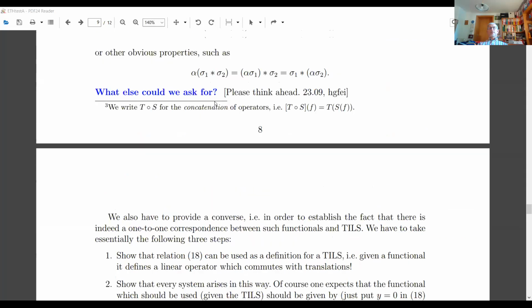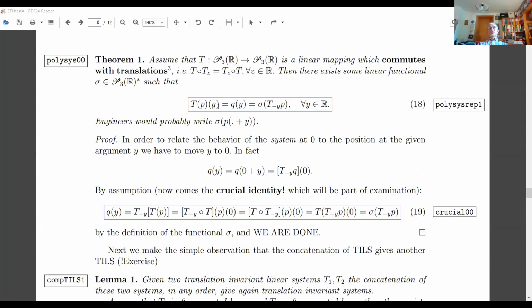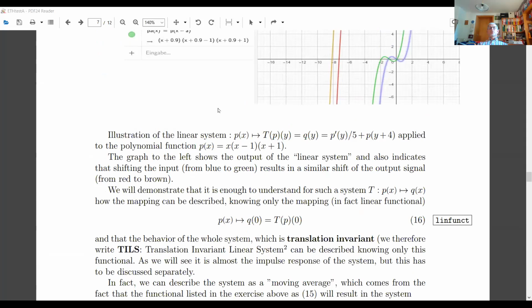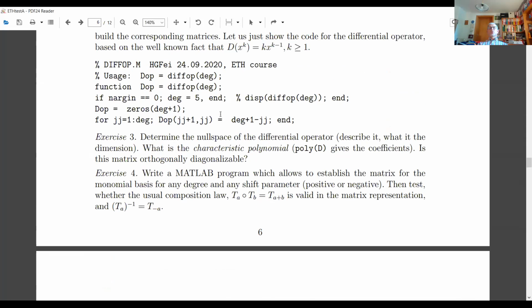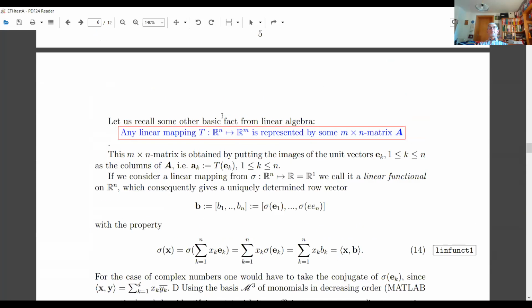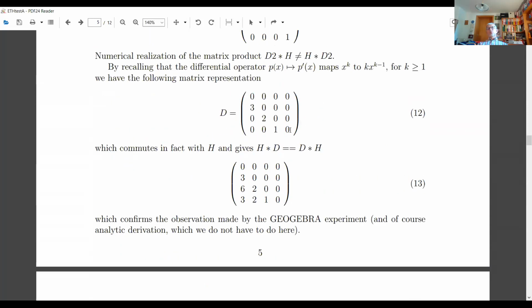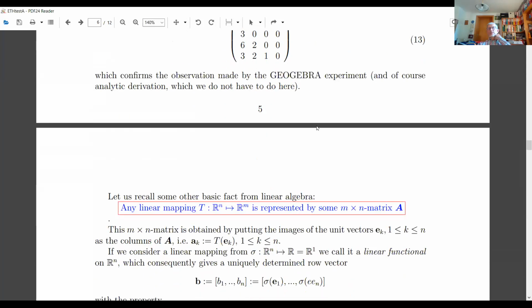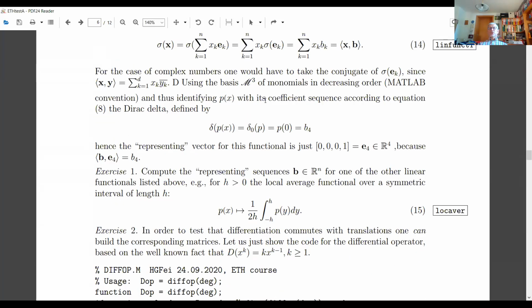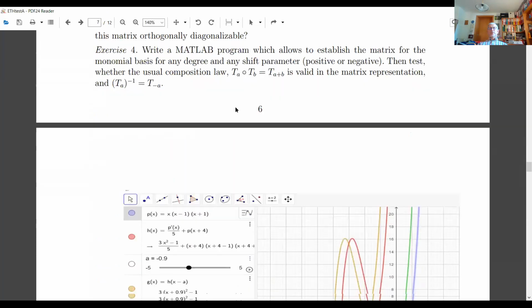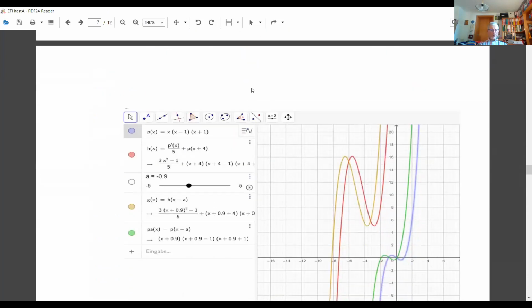So if we go back to the matrix representation here, maybe I have it once more elsewhere. Yeah, here, the differentiation operator, for example, is such an operator. You have just to take the sigma to be the row vector, which has 0, 0, 1, 0. So this is the representing linear functional. And yeah, this is one of the basic properties that we have.